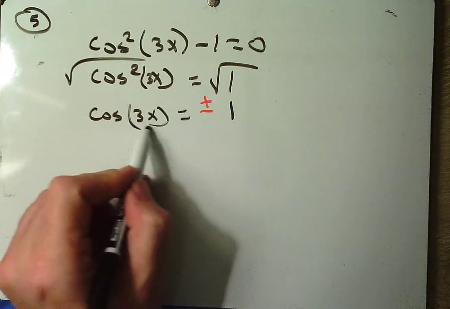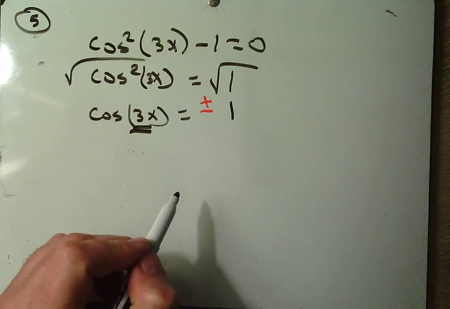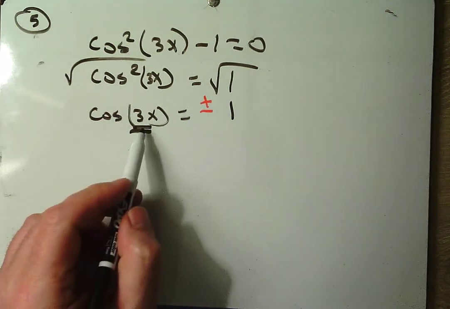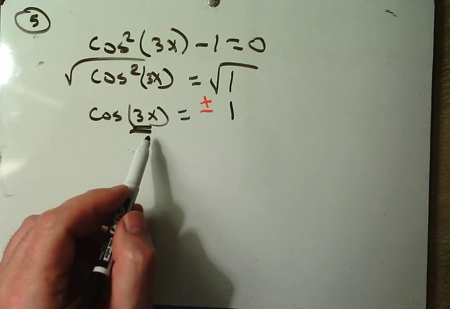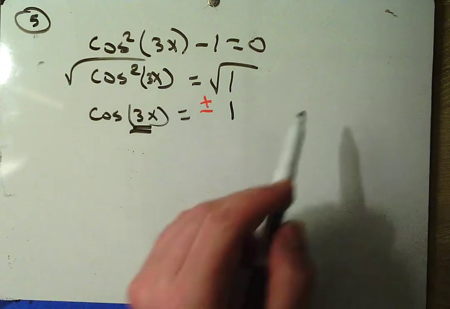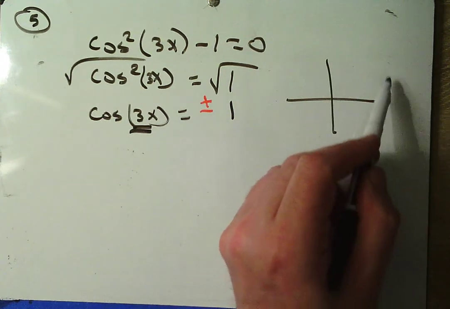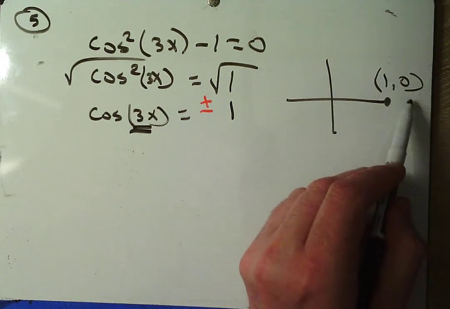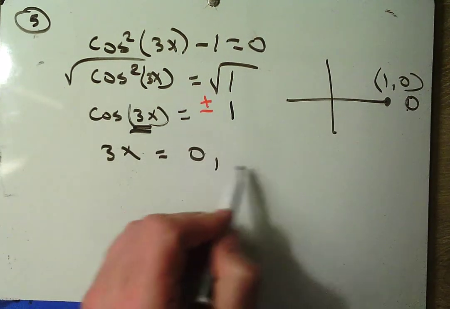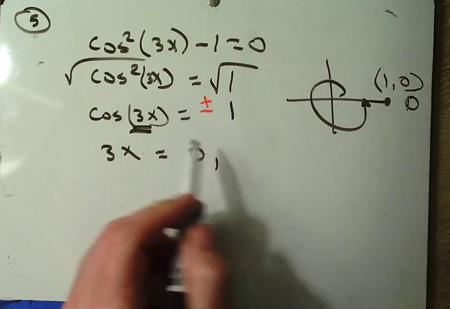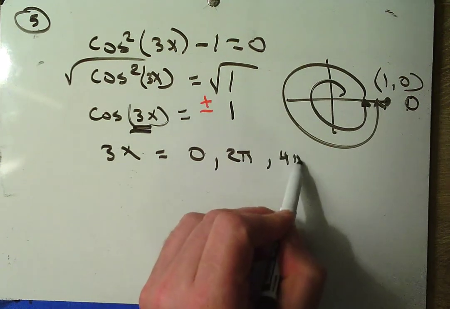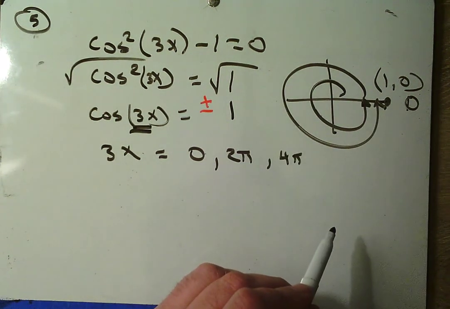And then 3x, not a double angle formula. And not a sum and difference, don't use a sum and difference here. Instead, I'm just going to go around the unit circle 3 times, picking up solutions. When is cosine equal to 1? Well, that happens at 0, at 2 pi, and at 4 pi.